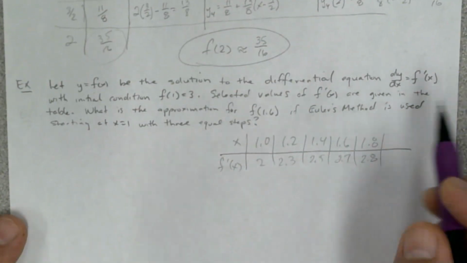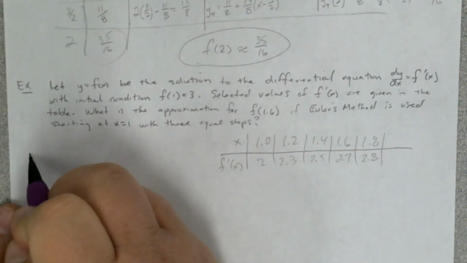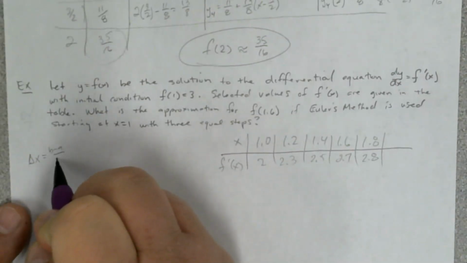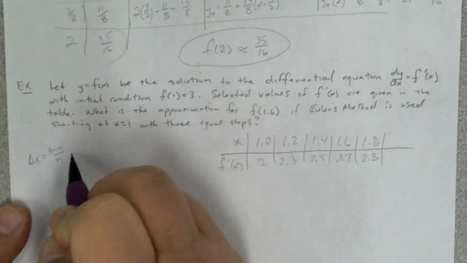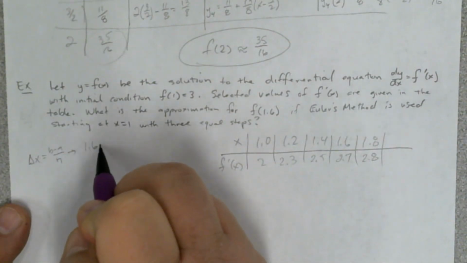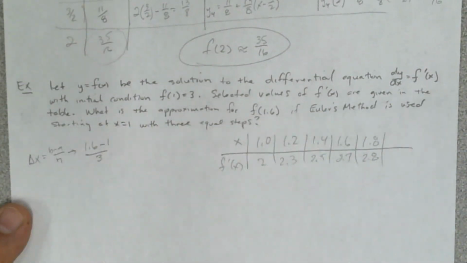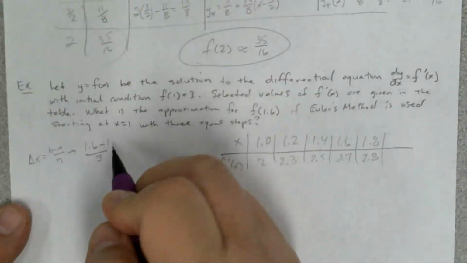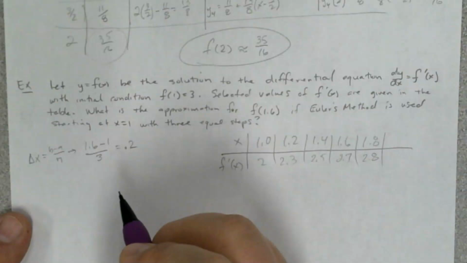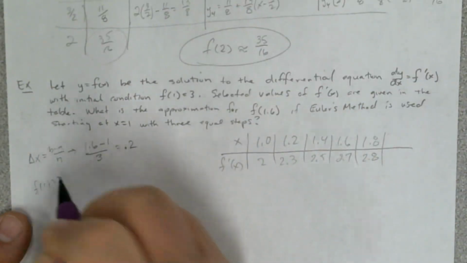So we want to find our change in x. Just like before, our change in x is going to be b minus a over n, which in this case will be 3. Our b value is 1.6, our start value is 1, and our iterations is we want 3 of them. So when you work this all out, you're going to get 0.2. So that's our change in our x's. And f of 1 is 3.